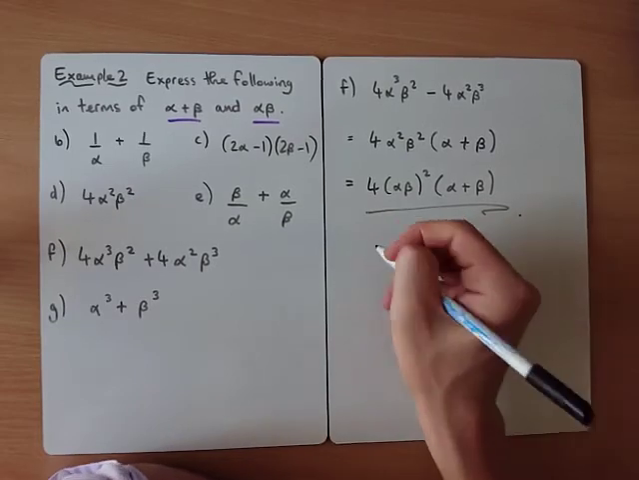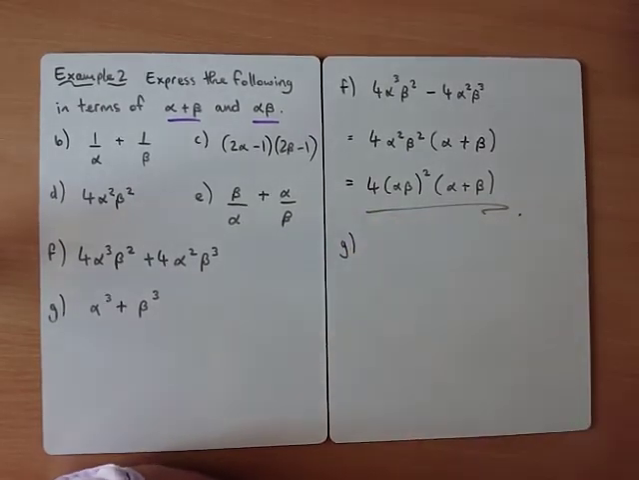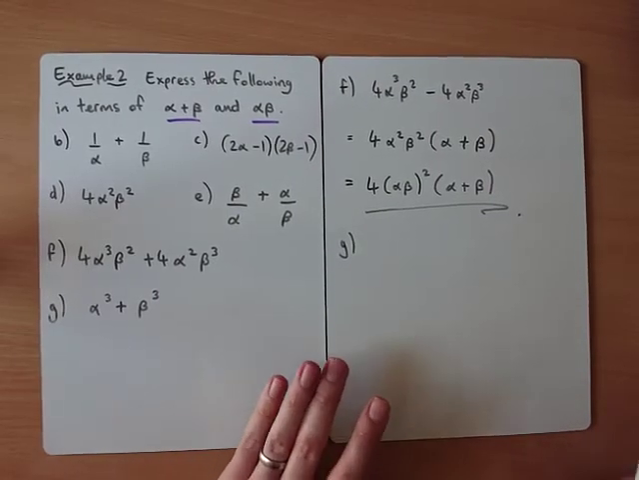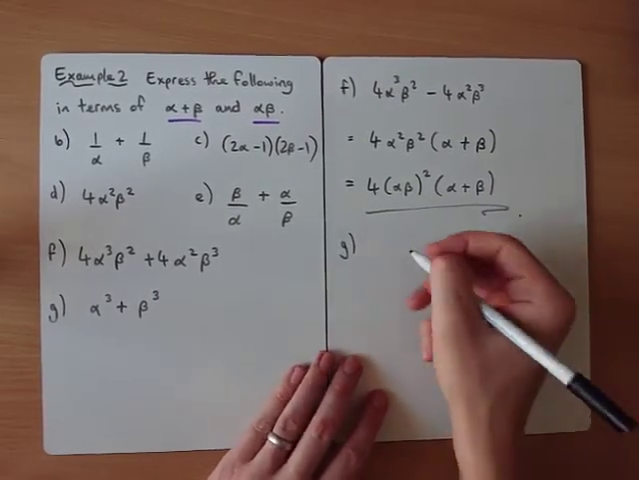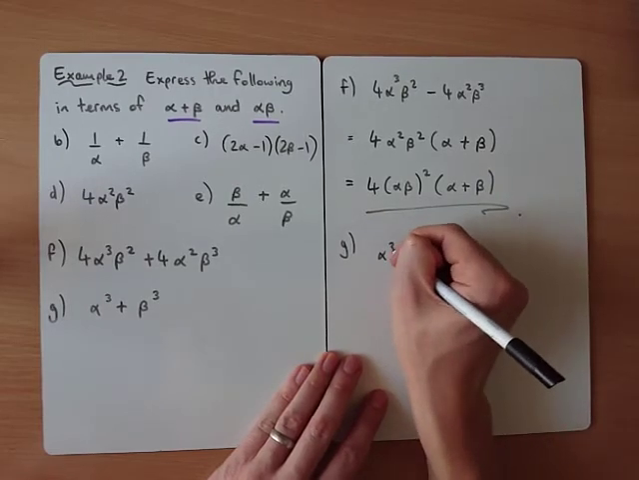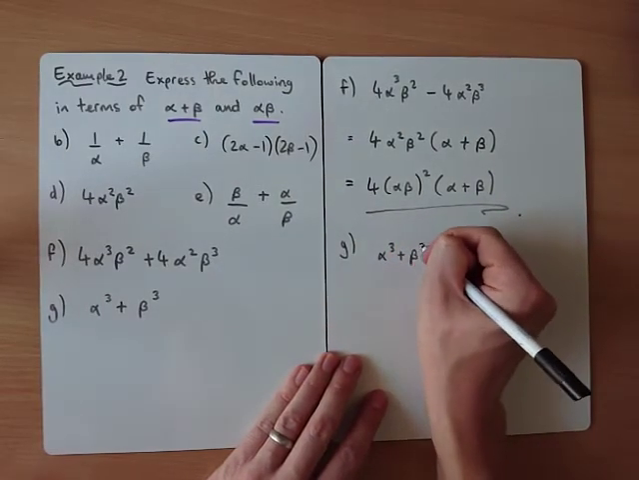And then the very last one. Possibly pause and have a think about how to do this one if you haven't tried it already. We've got alpha cubed plus beta cubed. Think about what we did for alpha squared plus beta squared. Okay, alpha cubed plus beta cubed.